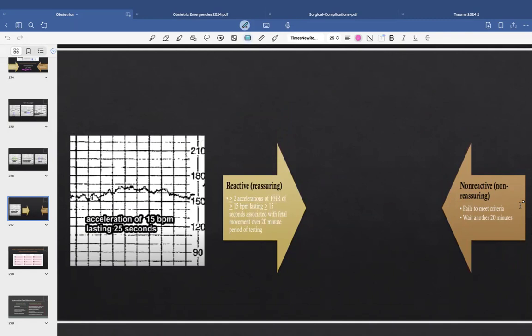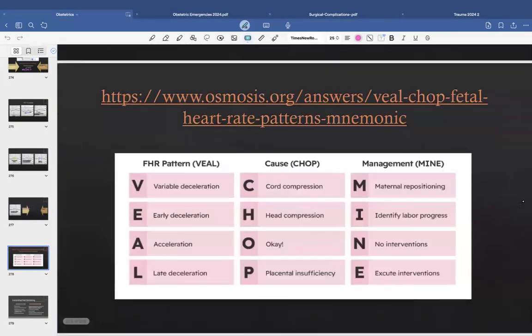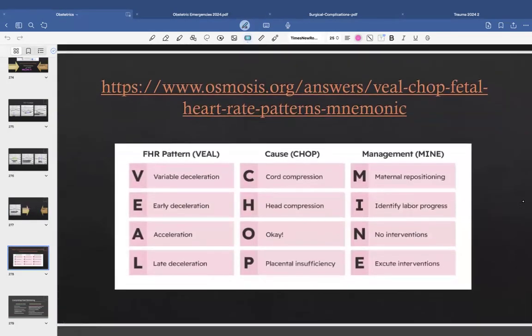There is a way to memorize the decelerations. VEAL CHOP is a mnemonic that they use. For this, the V is variable, which is deceleration, remember. Variable, E is for early, A is for acceleration, late is for deceleration. So you want to remember those are the different types. The causes: cord compression, head compression, okay. Placental insufficiency. When you watch this Osmosis video, they'll explain what these mean, and the management.